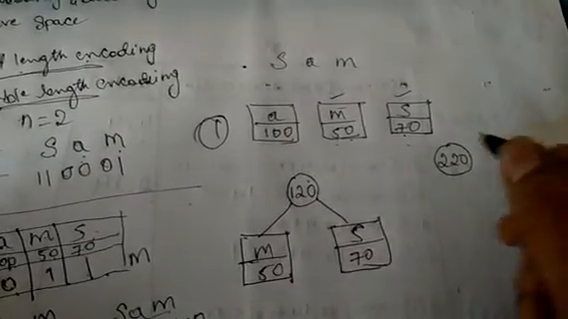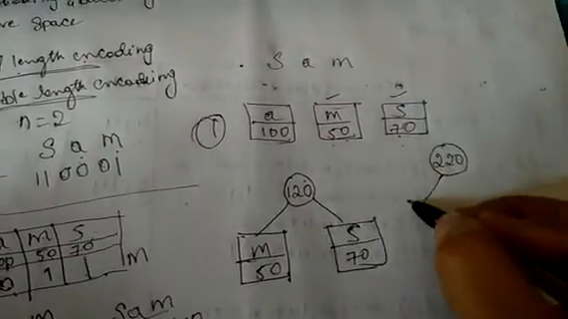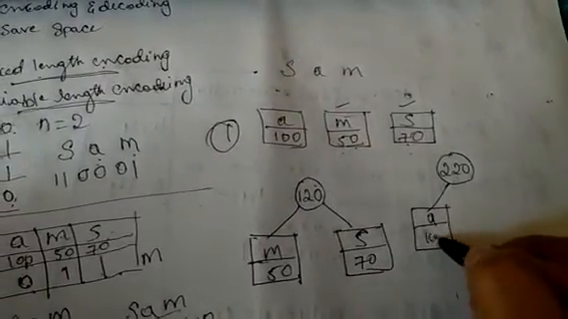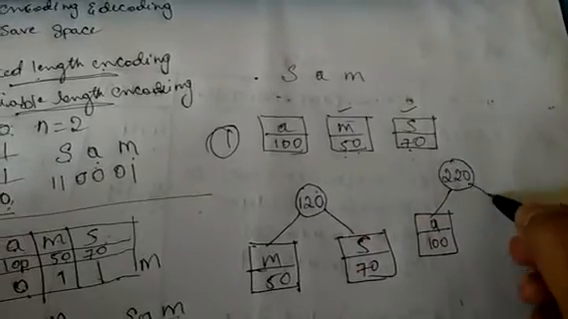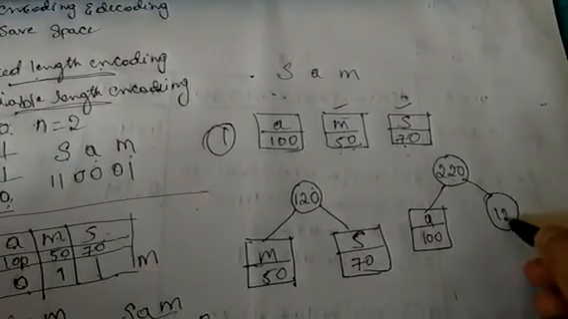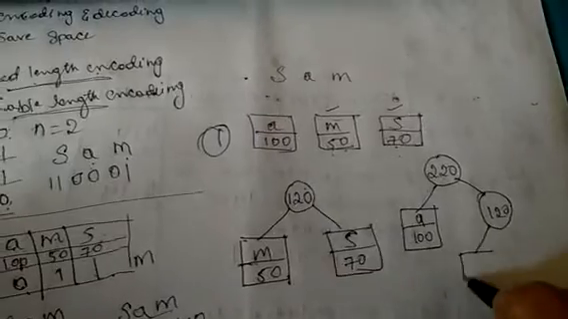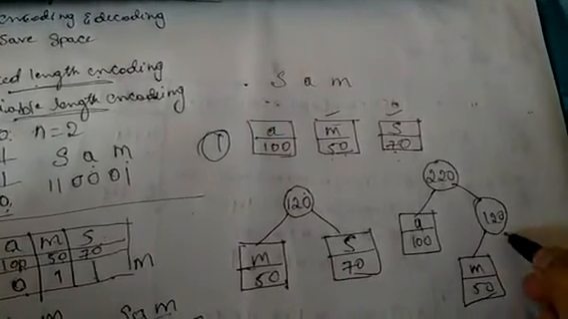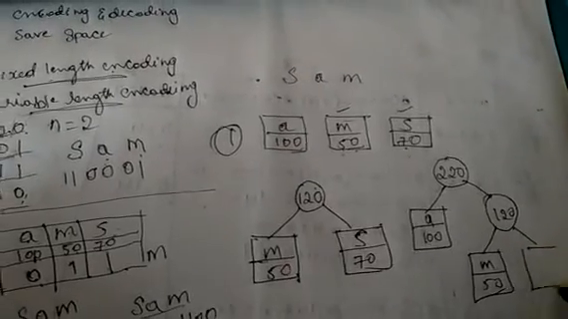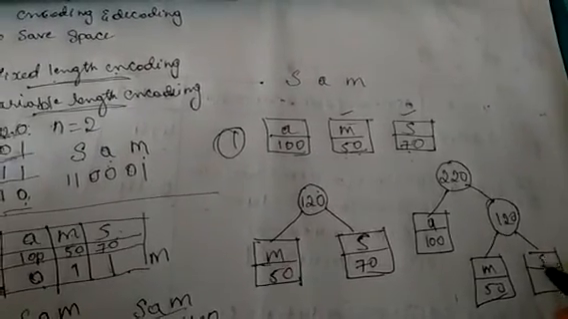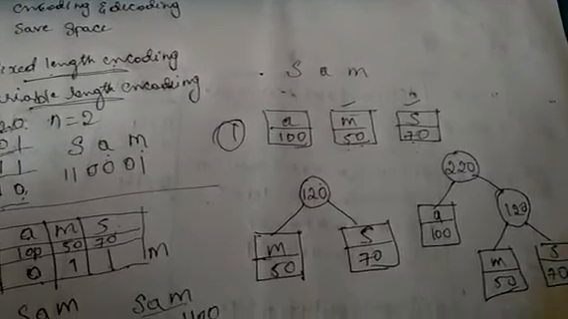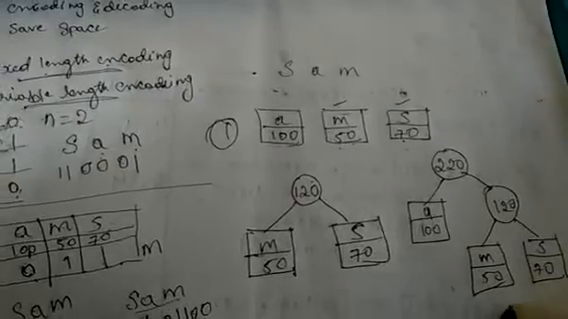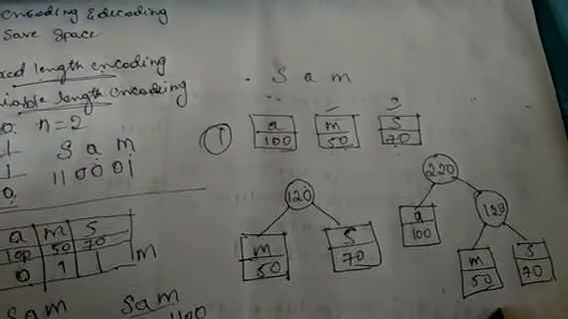220. The node A, that is A 100, you have to take to the left. This entire 120 subtree you have to take to the right side, with M 50 and S 70 below it. Are any other nodes left out here? No. Our tree is done. So we have finished the second step.